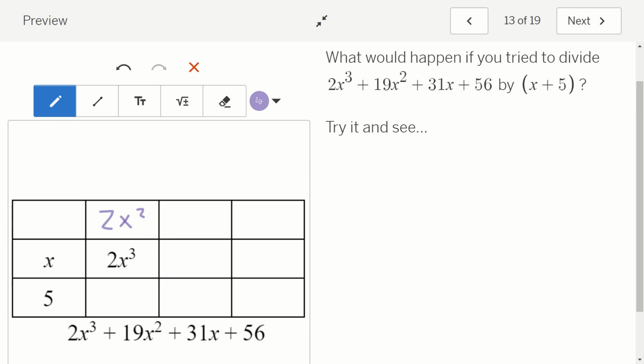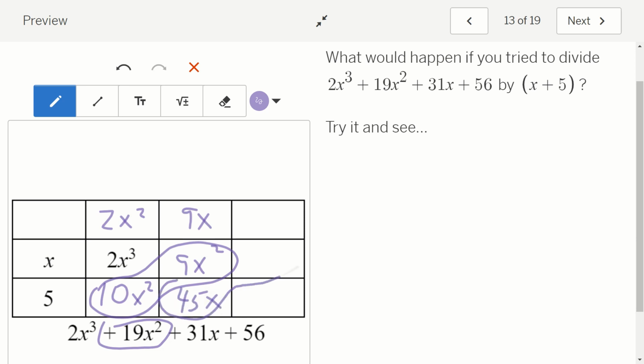2x squared times 5 is 10x squared. And then we need these two right here to add up to 19x squared. Again, when everything is positive, I think this part is easier. But when you end up needing a negative number, please go to that number line. So 10x squared plus 9x squared would give you the 19x squared. X times what gives you 9x squared? That is 9x. 9x times 5 is 45x. Use a calculator if you're not sure.